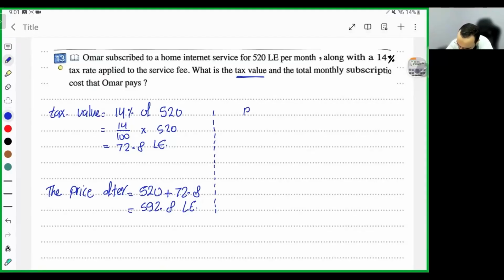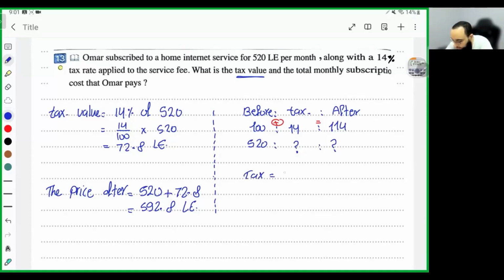It's before, tax, and after. So before is always 100 and the tax itself is 14. After the tax is added, it's 114. The price before was 520. We need to know the tax and the price after the tax. So the tax equals 520 times 14 over 100.